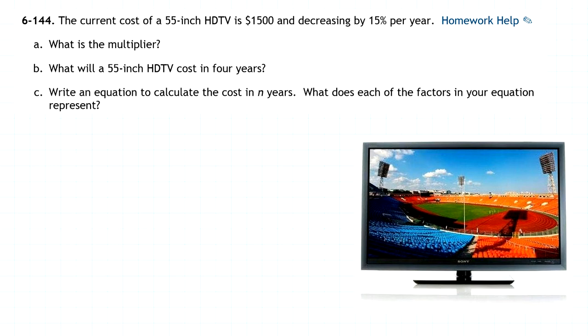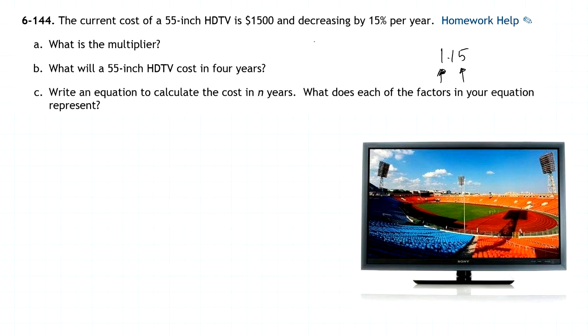Look, if something is decreasing by 15% each year, the important thing to think about is it's decreasing, not increasing. If it was increasing by 15% each year, my multiplier would be 1.15. That would be everything that I had plus 15% more. But if I'm decreasing by 15% each year, that means 85% remains each year.